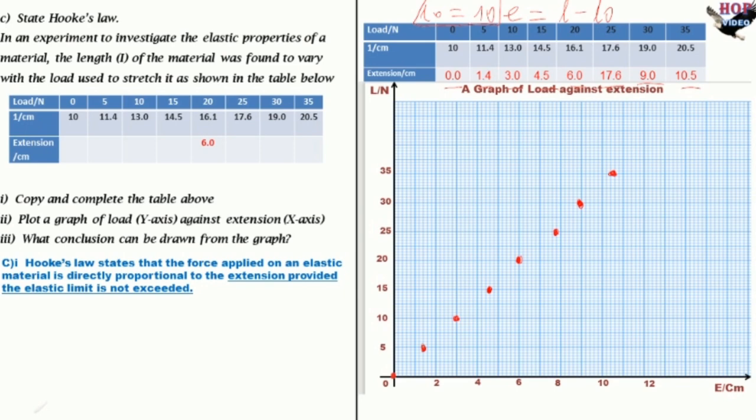After plotting our points, we then connect these points with a straight line that runs from 0 here. Mine may not be straight, so when you're doing that in class, make sure you use a ruler and draw a straight line. So this gives us our graph of force against extension. We are then asked to conclude from the graph. The conclusion we can draw is that the material we are verifying obeys Hooke's law.